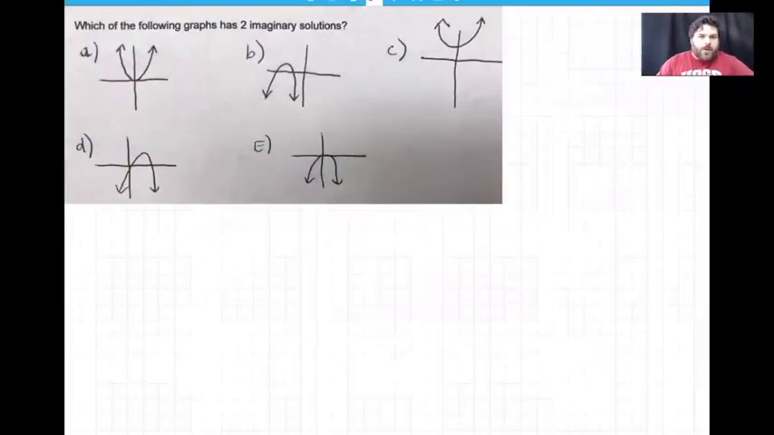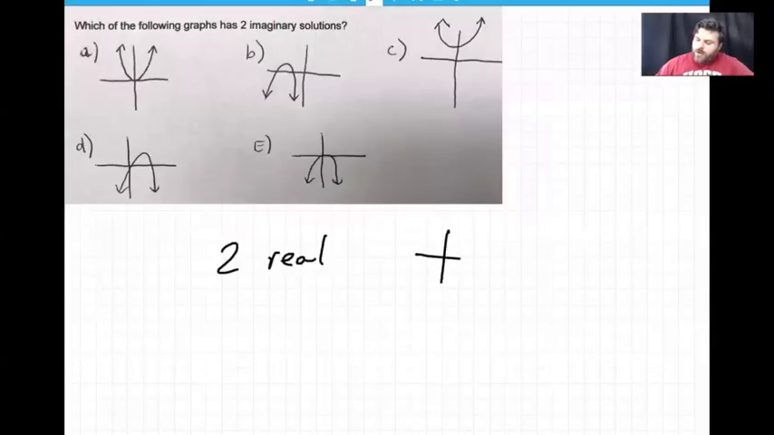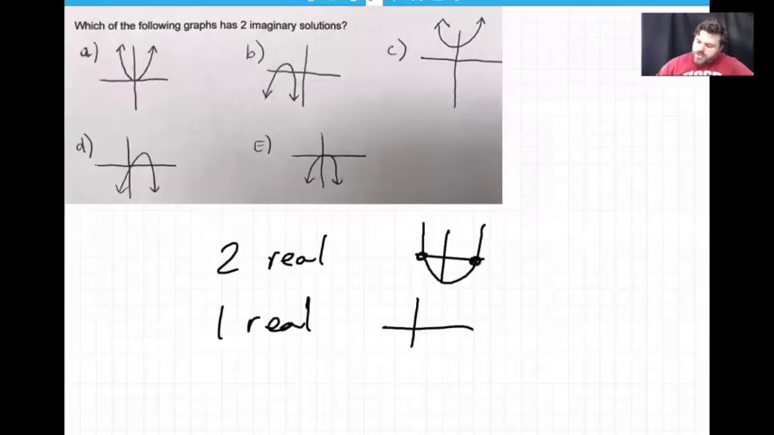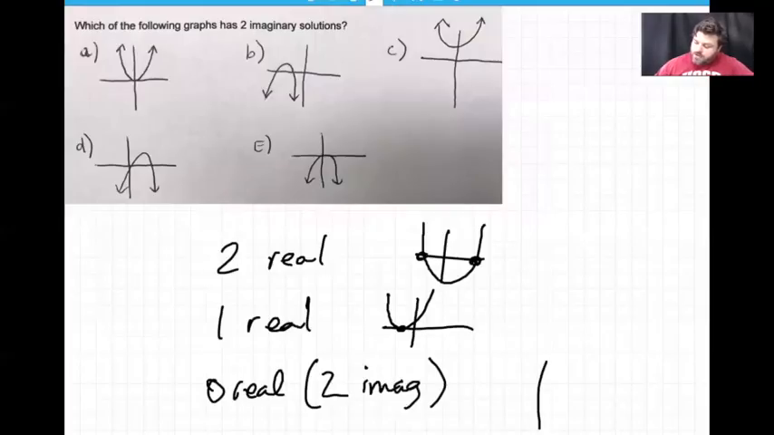All right, which of the following graphs has 2 imaginary solutions? So remember, here's the only three choices. You can have two real solutions, right? That's when you have the graph hitting the x-axis twice. You can have one real solution. That's when it just touches it and moves on, just touches it one time. And then you can have zero real. And when you have zero real, you always have two imaginary solutions. And that's when it doesn't appear to cross the x-axis at all.